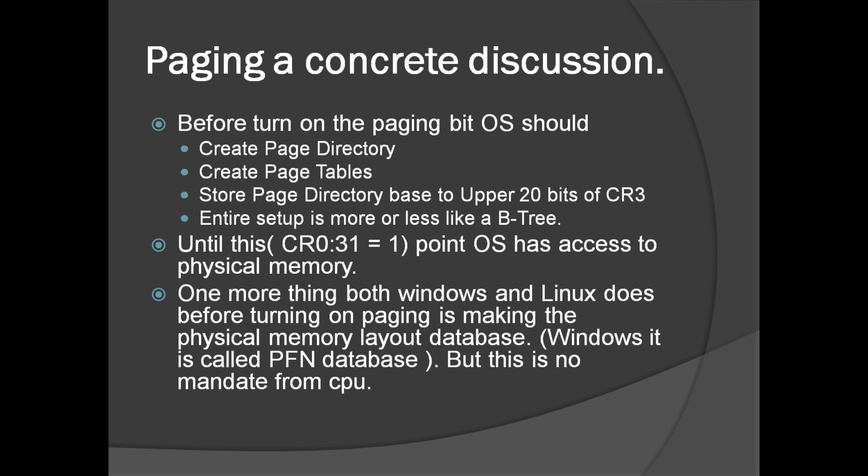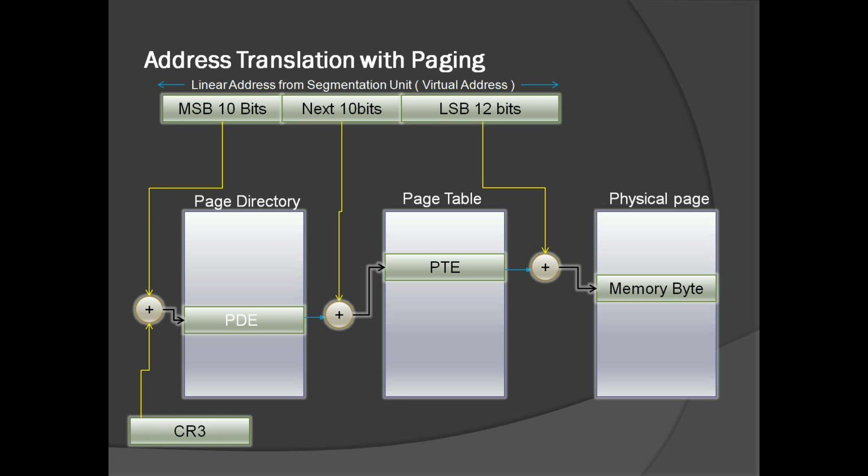One more thing both Windows and Linux do before turning on paging is making a physical memory layout. In Windows, it is called the PFN database. We will discuss the PFN database in a later presentation. As I mentioned earlier, practically the page table is arranged as a B-tree structure, not exactly as a table, for performance reasons. So if you're not aware of B-tree algorithms, don't worry about it. That's what we're going to explain later.